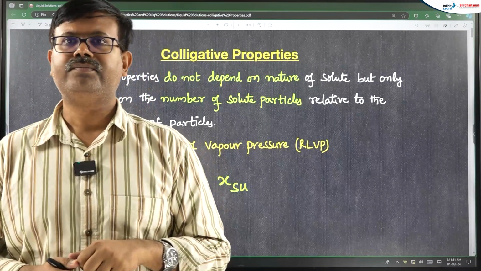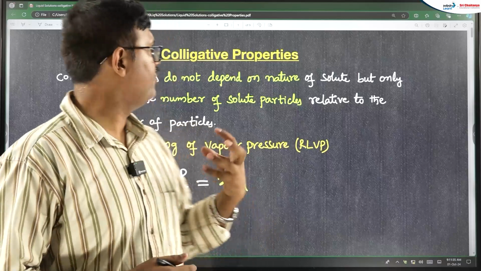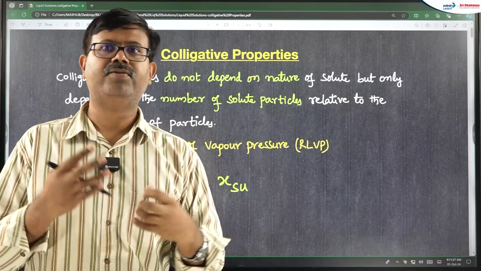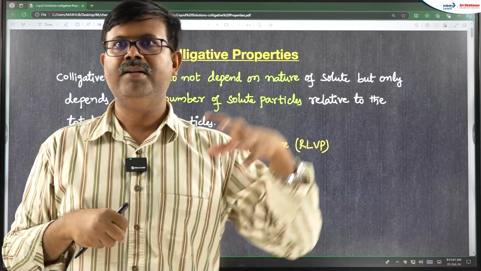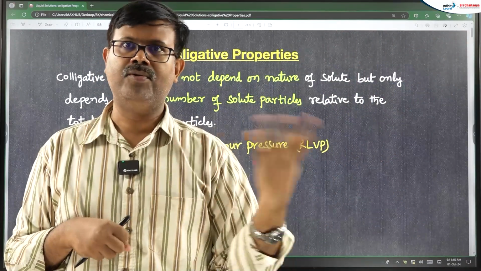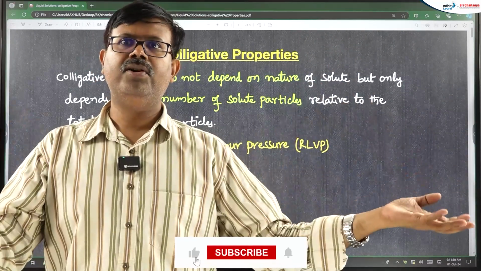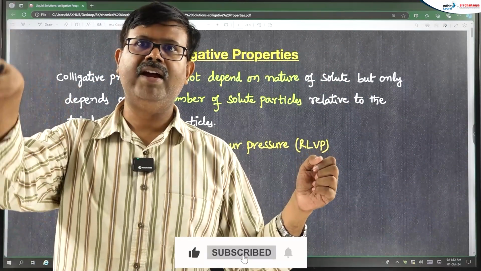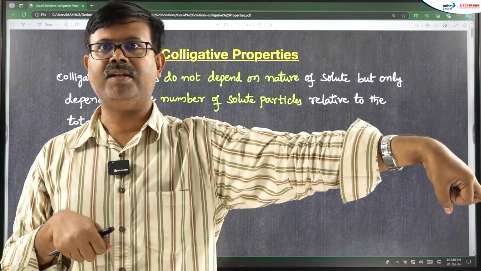Meaning, colligative properties, that means the properties which do not depend on the nature of the solute. Suppose you take glucose and add it to water in one beaker, and sucrose, another substance whose nature is different from glucose, and add it to another beaker. So, two beakers are there. In one I have added the glucose substance, in another beaker I have added the sucrose substance.